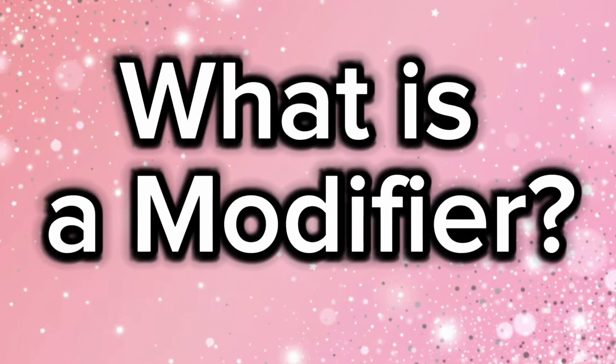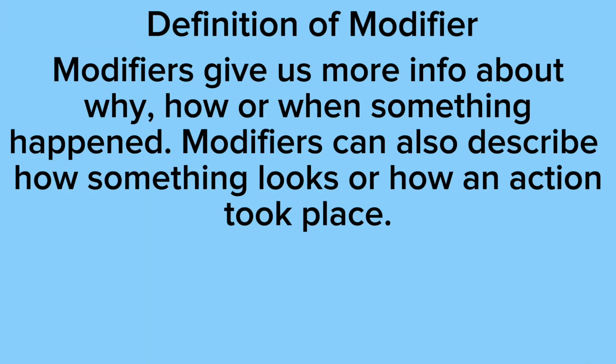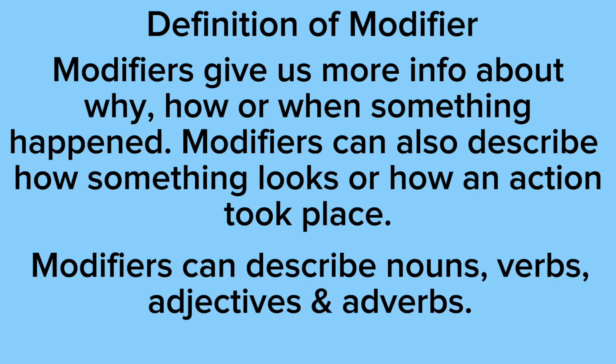In this video, you'll be learning all about modifiers. So what is a modifier? Modifiers give us more info about why, how, or when something happened. Modifiers can also describe how something looks or how an action took place. Modifiers can also describe nouns, verbs, adjectives, and adverbs.